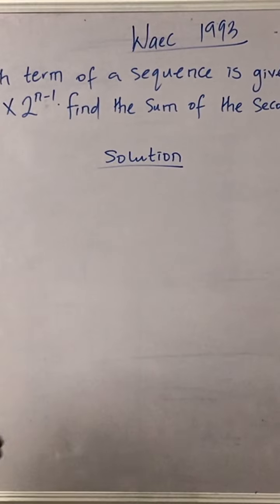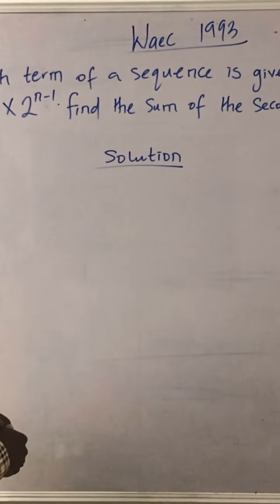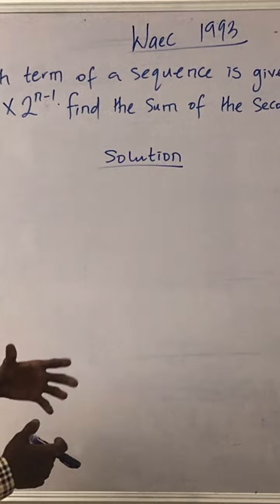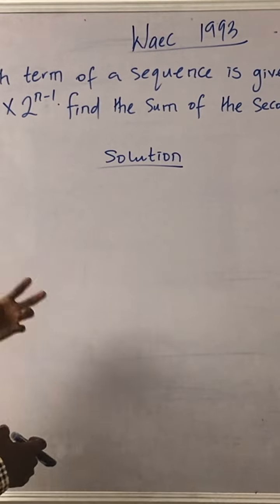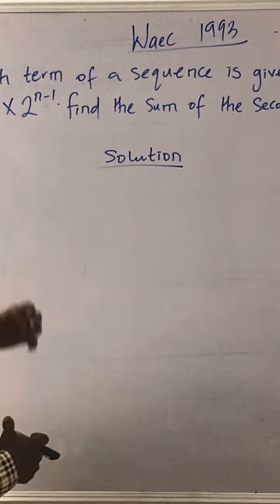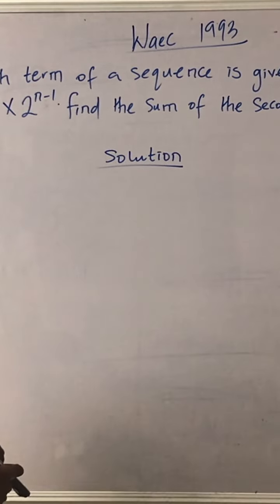All right, let's take this WAEC 1993 mathematics question. This question is related to series and sequence. They said the nth term of a sequence is given by (-1)^(n-2) times 2^(n-1). Find the sum of the second and the third terms. So how do we solve this question?